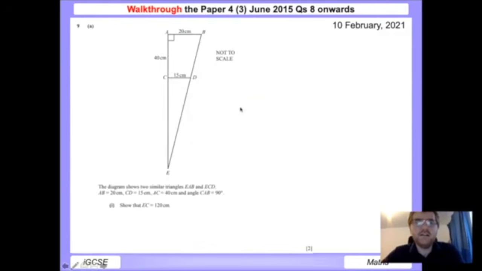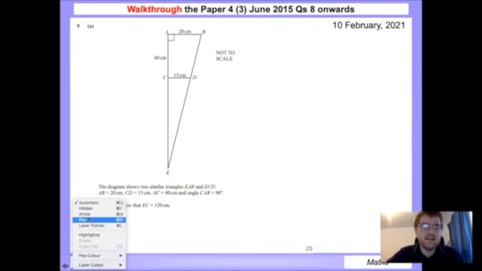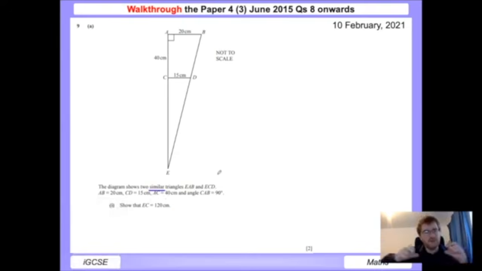Okay, let's continue. So this is a pretty tough question. This is question 9. So we're going to look at some similarity first of all. And we've got two similar triangles, EAB and ECD. What the word similar means in this case is that they're in the same proportion. So imagine one is an enlargement of the other. And we need to show that EC is equal to 120 centimeters. So the entire length of this line is equal to 120 centimeters. That's what we're looking to show.